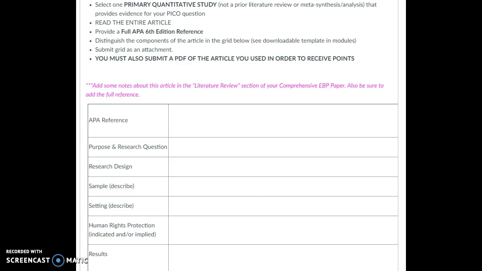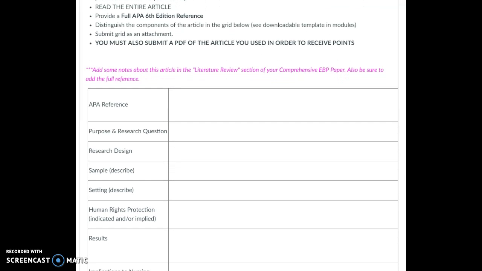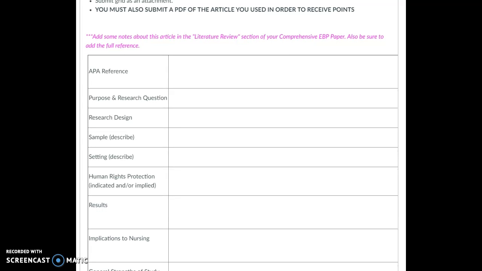You also need to make sure that you provide a full APA reference, 6th edition, right up here in the top box. And then you're going to distinguish the different components. Many of these can be found in the very beginning in the abstract, but it's important to also look throughout the article for the rest of this information. And you'll submit the grid that's down below. You also need to submit a PDF of your article in order to receive points. That way, we can go in and check and make sure that the information that you are seeing and the information that we're seeing for the same category matches.